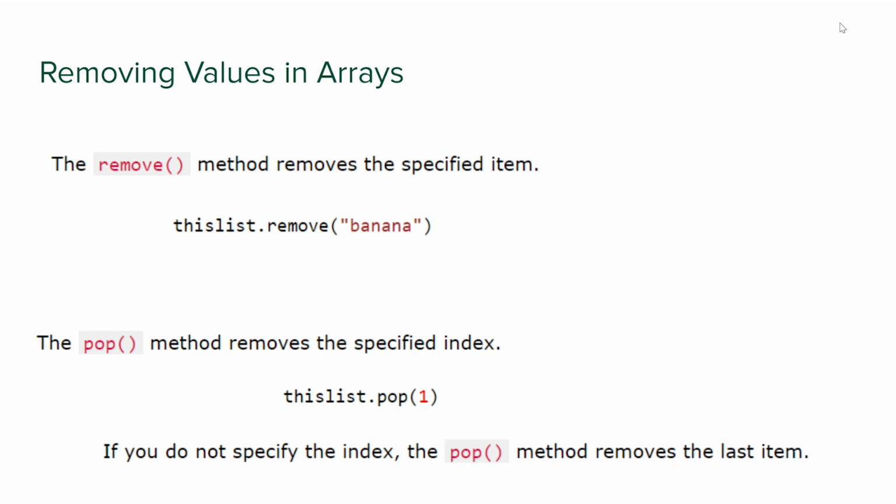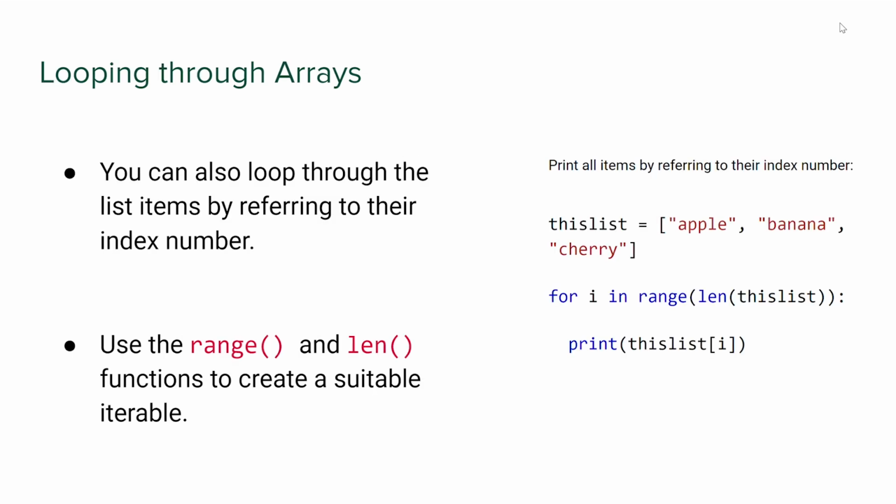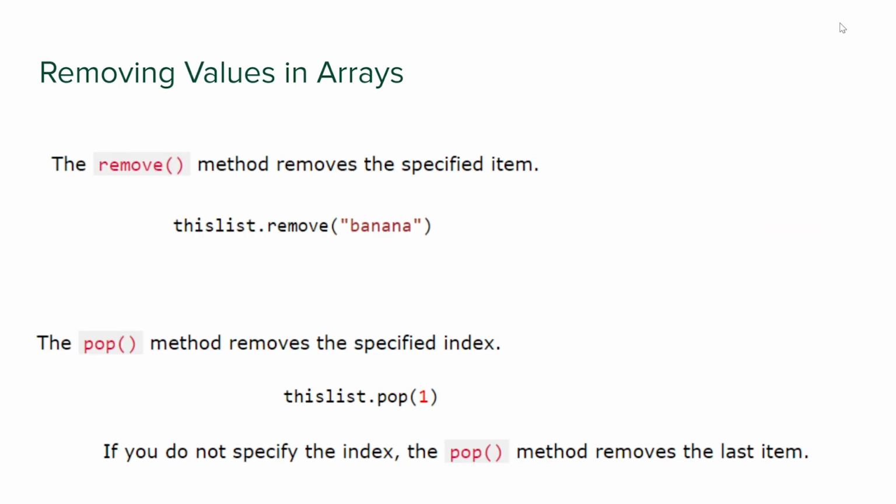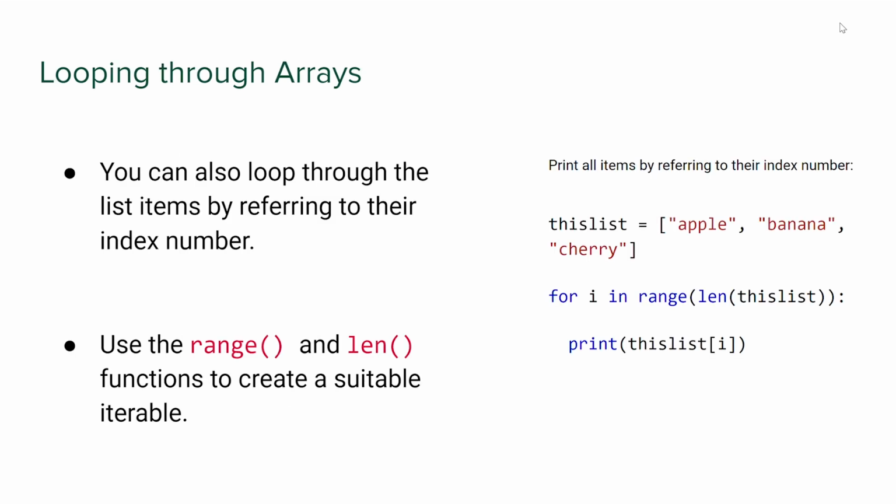The pop method removes the specified index. If you don't specify the index, the pop method removes the last item. So if it was this list dot pop and I didn't have the 1 inside, it would just remove cherry automatically. It would remove the last element in the list. If I say dot pop 1, it removes the item at index 1, which is also banana.